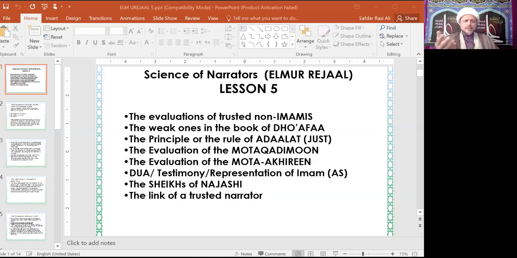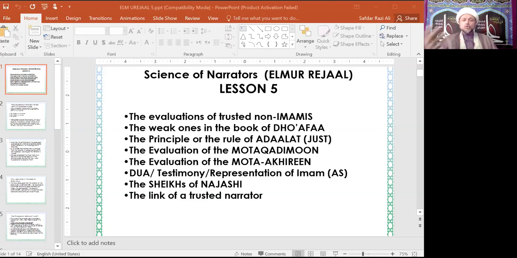We are also going to discuss the evaluation of the mutaqaddimin and the evaluation of the mutaakhirin. What about dua, testimony and representation of the Imam? If the Imam says, Rahimallah Zurara, should I take this as a verification from the Imam, as an authentication, that the Imam is praising him, which means he must be trustworthy? Or testimony: the Imam says Fulan is thiqa, like Al-Amri wa ibnahu thiqatan. Imam al-Hasan al-Askari alayhi salam says Amri and his son, the first and the second ambassador, both are trusted. So whatever they say on my behalf, the Imam testifies for them.